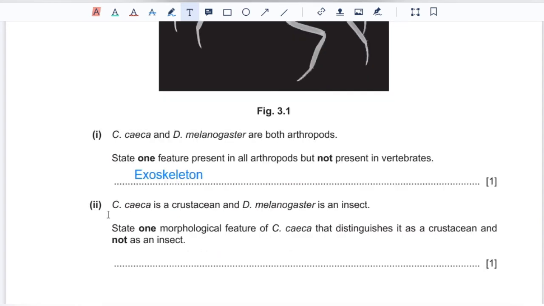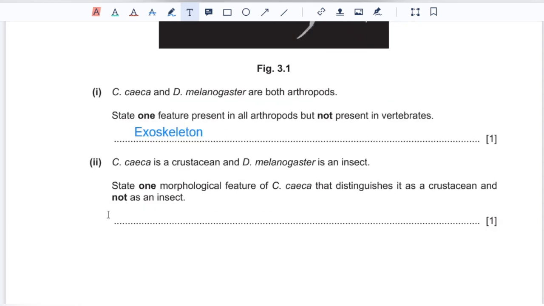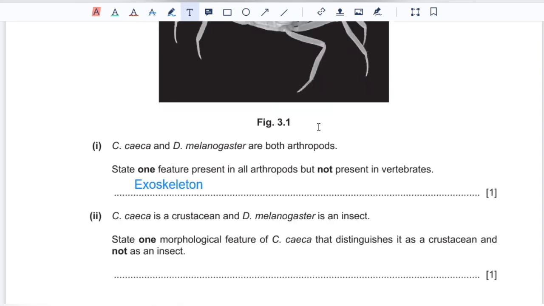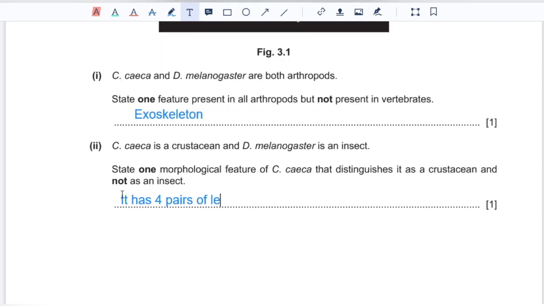2. C. cica is a crustacean and D. melanogaster is an insect. State one morphological feature of C. cica that distinguishes it as a crustacean and not as an insect. So it's got 4 pairs of legs over here, and insects do not have more than 3 pairs of legs.